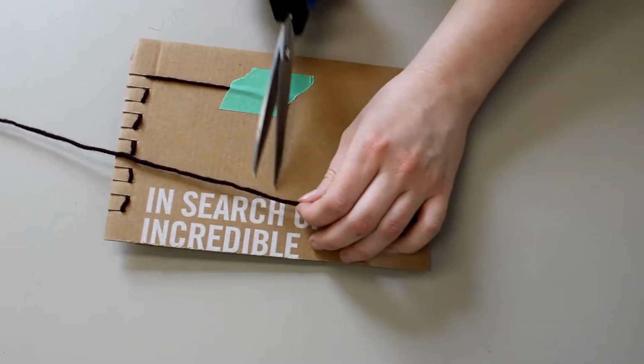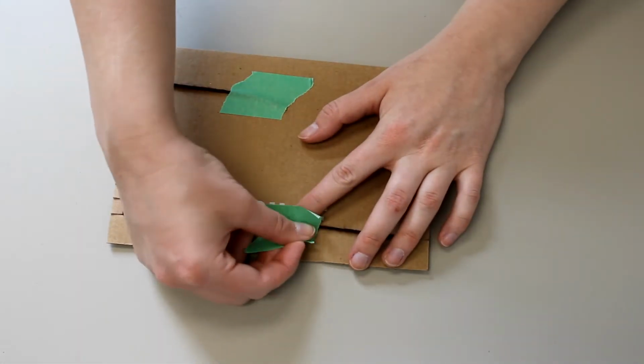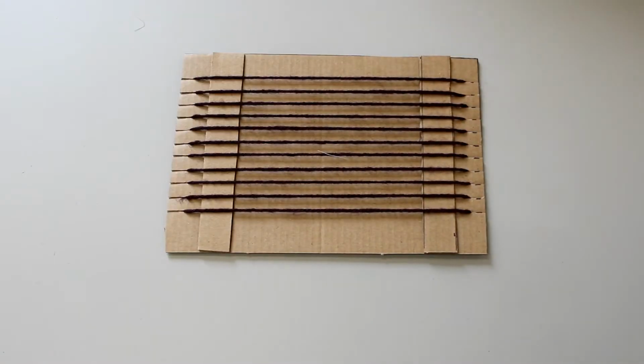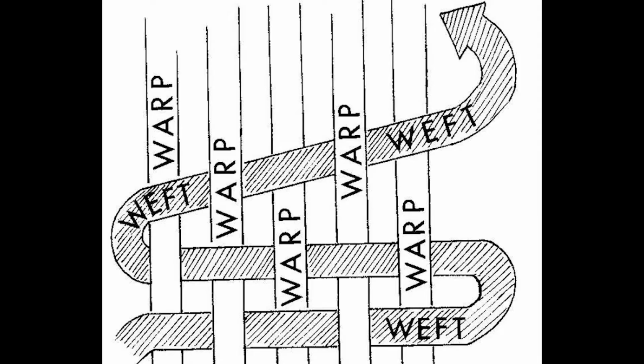Cut off any excess yarn and secure the tail with a piece of tape. Now we are ready to start weaving. So we have our warp threads, now we need to start weaving the weft thread.